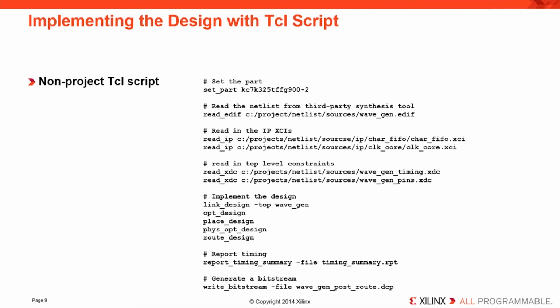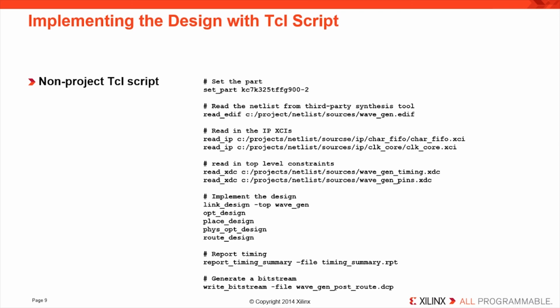Here is a non-project Tcl script, which can be run in batch mode or interactively. First, we set the target part to be used. Next, read the EDIF produced by the third-party synthesis tool using the read_edif command. After that, read in the XCI files for any IP using the read_ip command. The IP synthesized netlist and XDC files will be brought in automatically. Next, read in any constraint files that you may have with the read_xdc command. Now link the netlist from the third-party tool with the netlist for the IP using the link_design command, where you also specify the top-level module name.